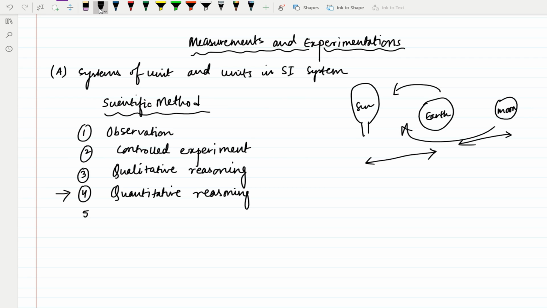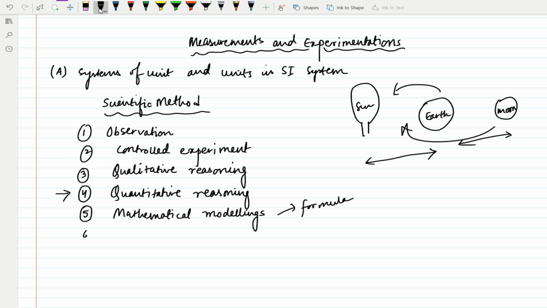Next, after you have done the quantitative reasoning, the fifth point is mathematical modeling. Since you have quantitative reasoning with you, you now know which factors influence that observation. That means whether increasing the length decreases the shadow or increases the shadow. Once you have that, you can make a formula. So this is actually making a formula from the quantitative reasoning which you had: mathematical modeling.